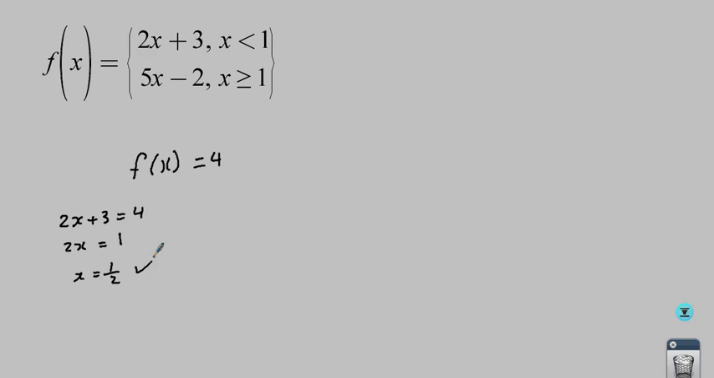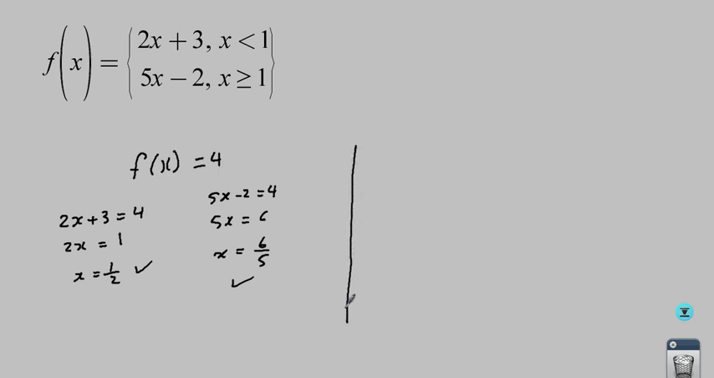We still need to try the second part. 5x minus 2 equals 4 gives me 5x equals 6 and x equals 6 over 5. Now 6 over 5 is greater than 1, and this rule was the rule used for x greater than 1, so yes, this is another acceptable answer. So in this case, f of x equals 4 has two solutions.